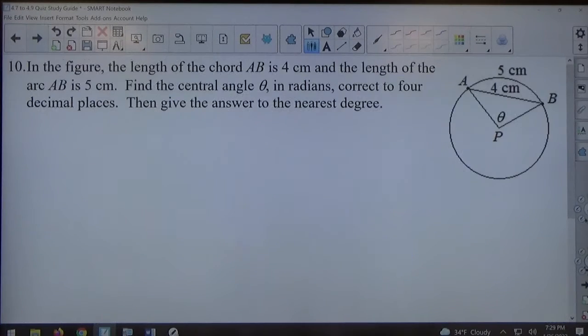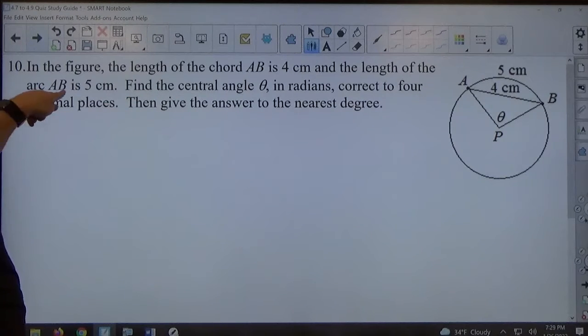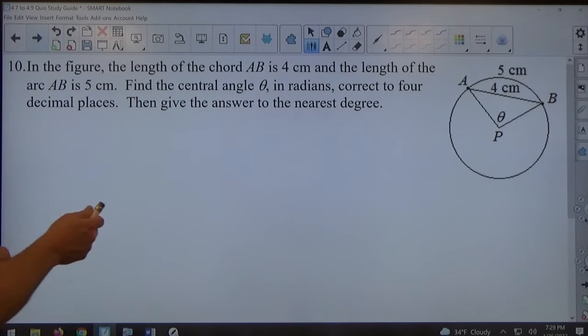Number 10, we have a circular arc AB and a chord segment AB related to that central angle theta at center P of this circle. It says the length of chord AB is 4 centimeters as marked in the picture. The length of arc AB is 5 centimeters, also as marked in the picture. They want to find the central angle in radians, correct to 4 decimal places, and then give the answer to the nearest degree.